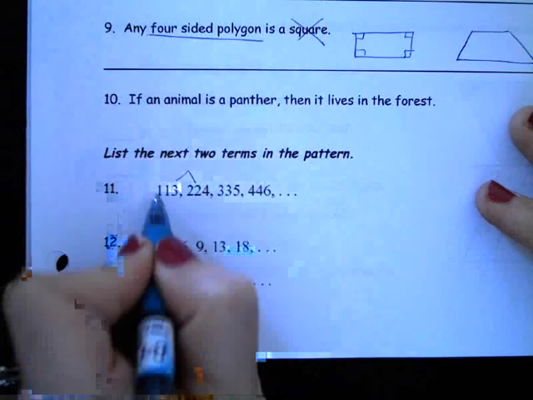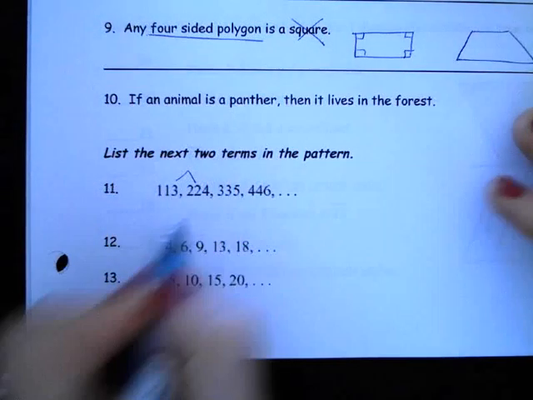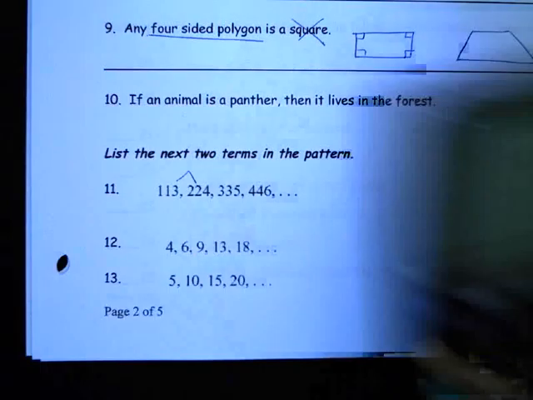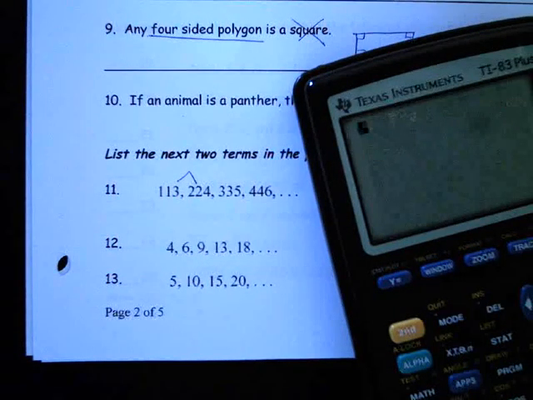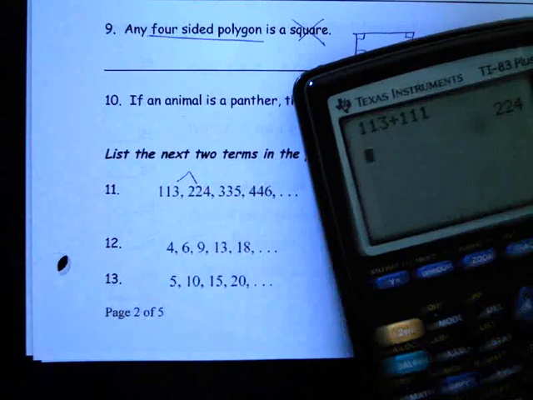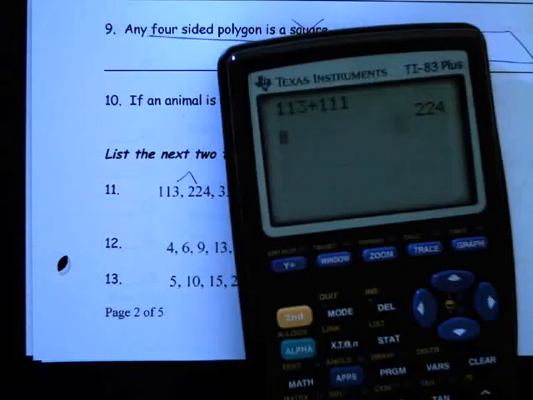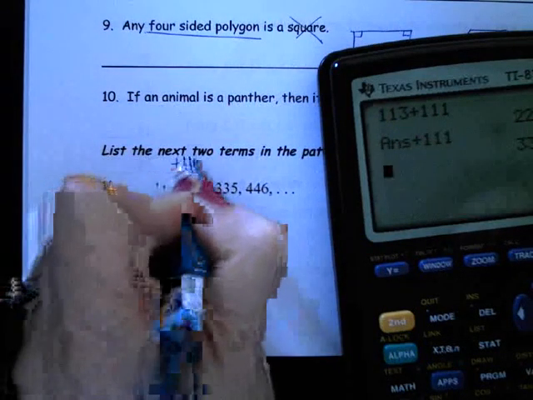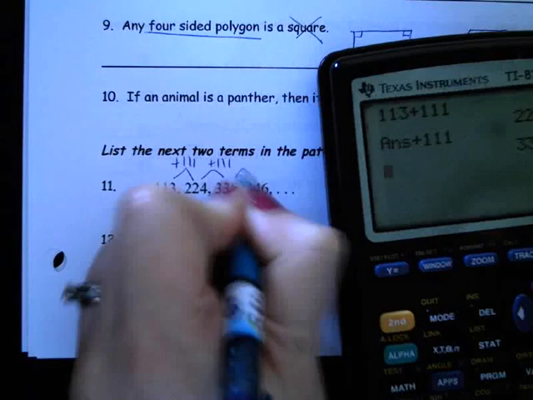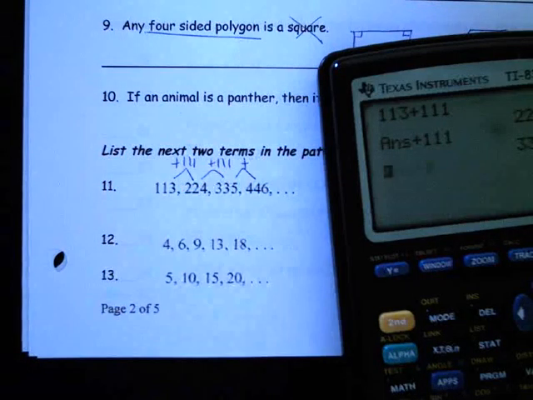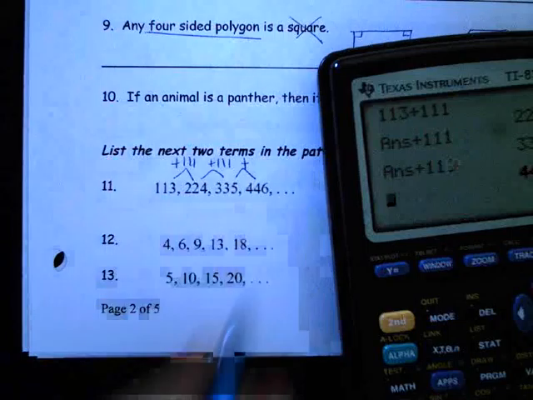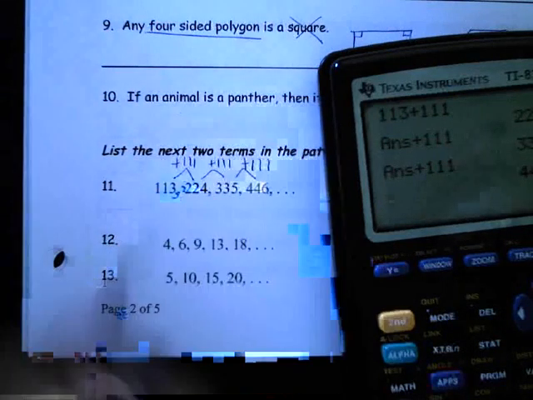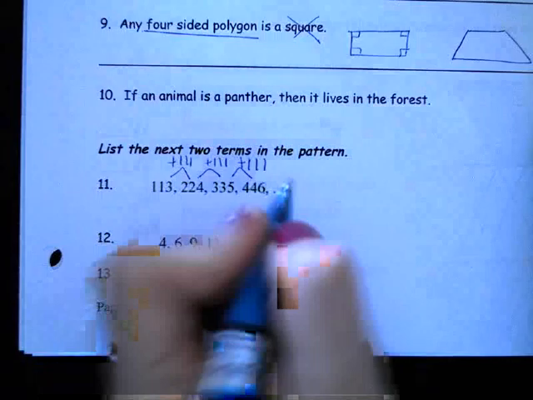So 113 plus 111, and I'm just going to check this. 113 plus 111 gives me 224. So if I add another 111 to that, it should give me the next term, which is 335, which it does. And I'm going to double check if I add another 111 to see if it gives me 446, and it does. So my pattern is adding 111 each time.